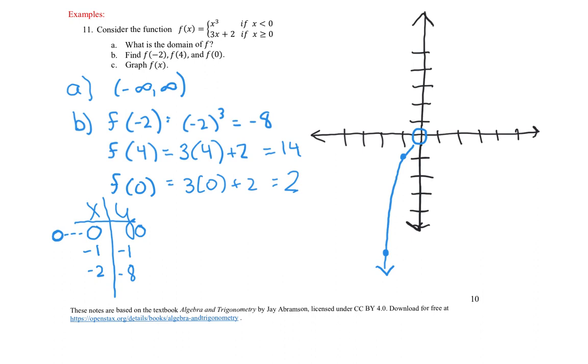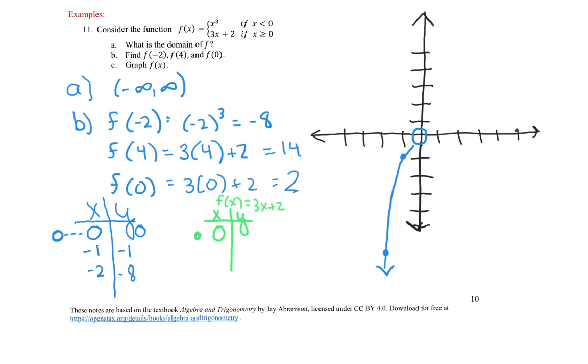Let's move on to the second function, 3x plus 2. I am going to make a table for that as well, and I will use a green pen to differentiate the two parts of the graph. Notice that for 3x plus 2, x must be greater than or equal to 0. So I'm going to plug in values that are either equal to 0.